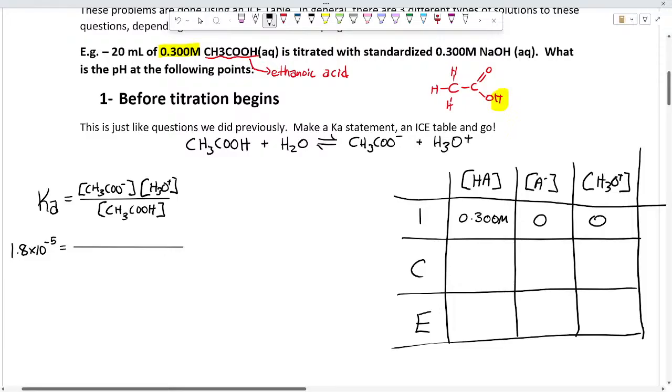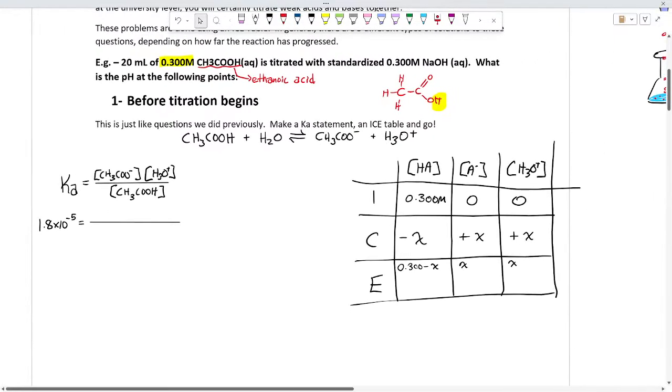Great. Awesome. Which one of these is going to go up? Which one's going to go down? Great. And are there any coefficients involved? So what will these be? Just X, X, and X. So at equilibrium, this one should be 0.300 minus X, and this one should just be X. And then we could just go and get going.